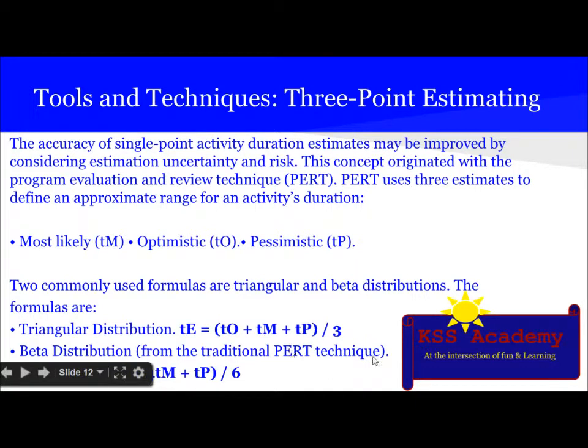PERT estimation. I have already spoken about PERT estimate in my past tutorial. If you want to learn more using a solved example, I have explained it. So if you want to learn more, you can go back to my channel and search for that video.